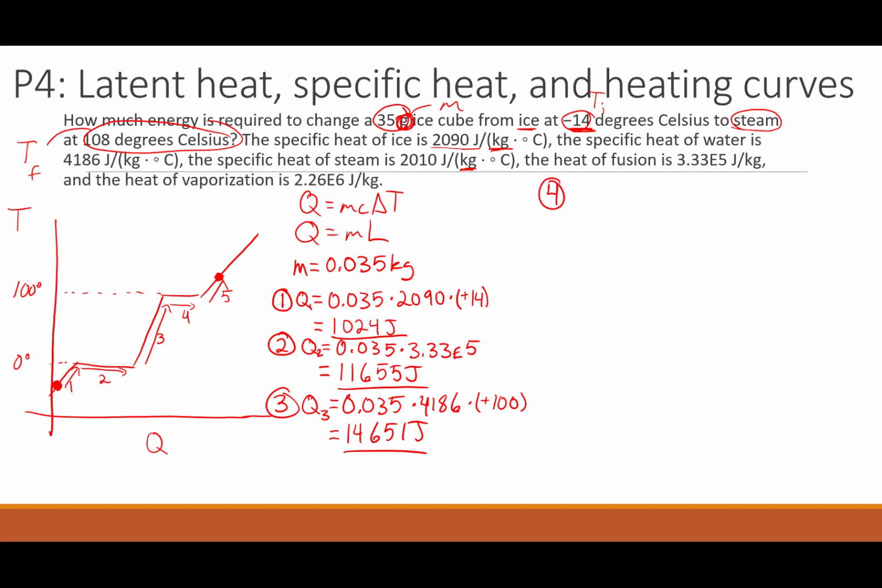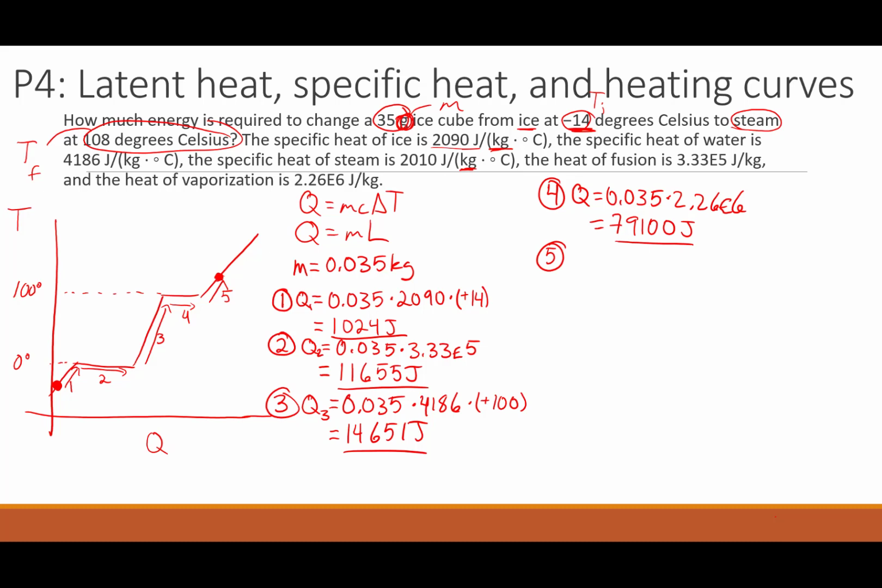I'm going to do number 4 up here. Well, once our water is at the boiling point, any heat added goes into boiling it. That's Q equals mL. The mass is 0.035. And since we're going from liquid to gas, we're going to use the latent heat of vaporization, 2.26 times 10 to the 6. 0.035 times 2.26 times 10 to the 6 equals 79,100 joules.